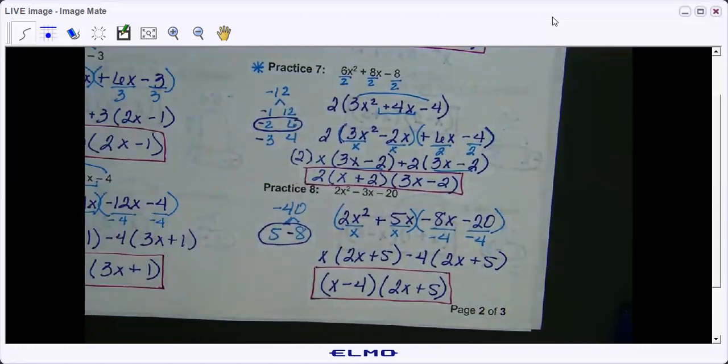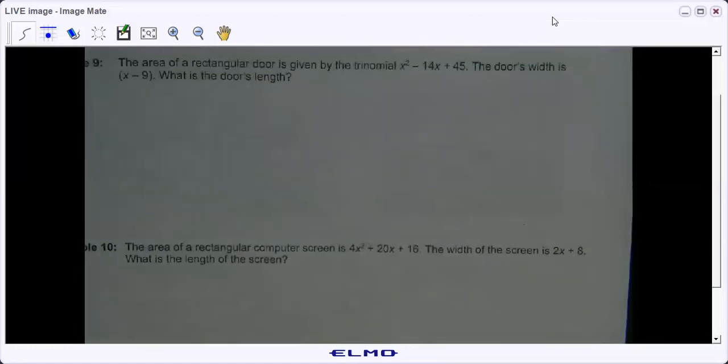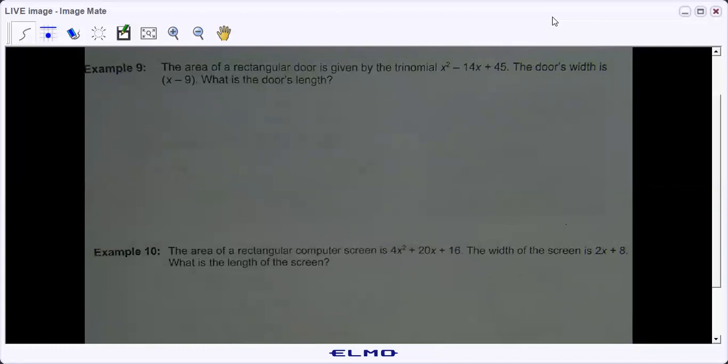Page 2 done. And now we are going to go to the last page, which only has 2 problems, just some word problems that you might see on your homework, or ones that are similar to your homework. All right. So the area of a rectangular door is given by the trinomial x squared minus 14x plus 45. And the door's width is x minus 9. What is the door's length?